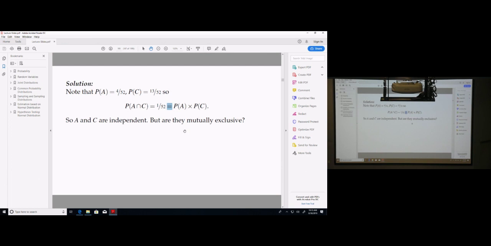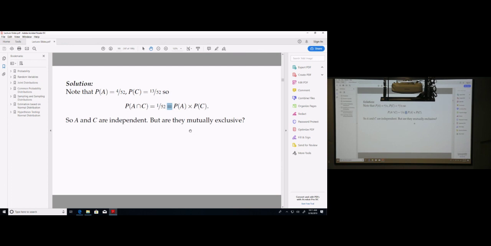Now, if you recall, when we introduced the concept of probability, we introduced some set theoretic concepts. One of them is what we call mutually exclusive. Mutually exclusive means the events do not have common elements, do not have common outcomes. Now, if they are mutually exclusive, they can't be independent, because knowing one thing happens will exclude the possibility of the other thing happening, right?